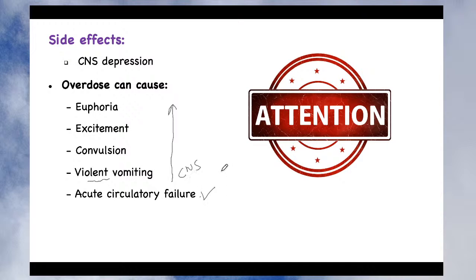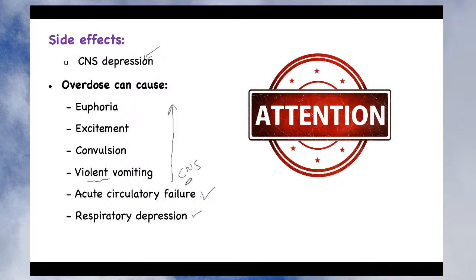So there will be the possibility of circulatory failure, and it may lead to the fall down of the blood pressure. And lastly, patients suffer from respiratory depression, where the patient is unable to breathe because there is depression of the respiratory center. That is due to the CNS depressant effect of your apomorphine.